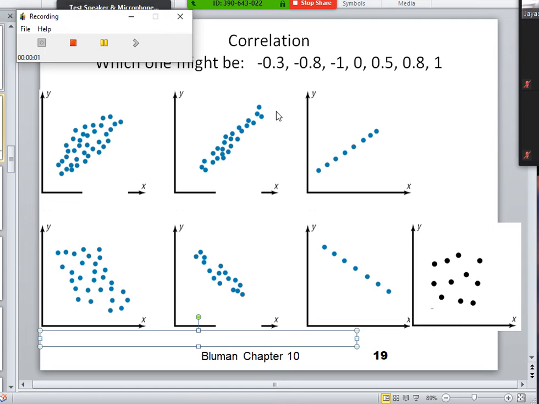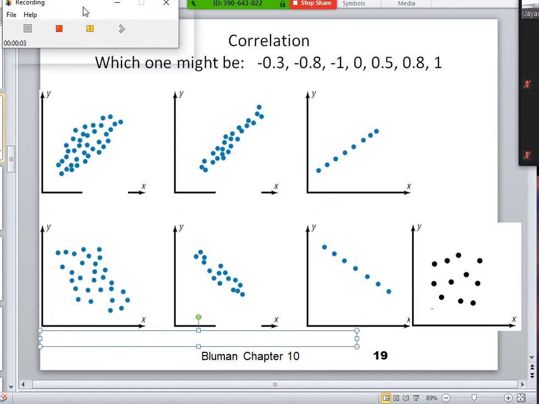Which one of these do you think has a correlation of positive 1? Top row or bottom row? Top row, the third one. Yep, the last one. Exactly, because it's a perfect line with a positive slope. As x goes up, y goes up. They both go up together.